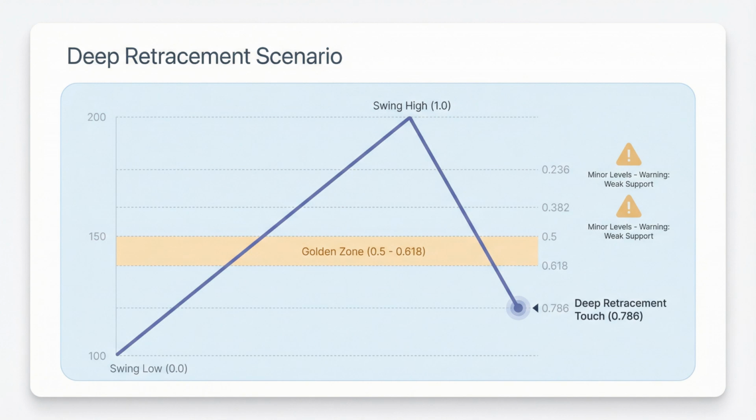Sometimes the price will slice right through the golden zone and drop to the deeper 0.786 level. If there are no reversal signals, traders might look for a bounce here, but it carries more risk. Conversely, bouncing off minor levels like 23.6% often indicates market manipulation, and taking trades at those shallow pullbacks can trap buyers.